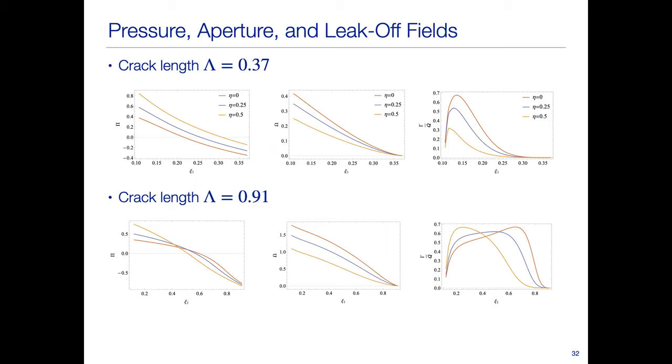Maybe those are results for two different crack lengths, no? And let me just look at this particular result. This is gamma. This is a scaled leak off. And you can see that near the crack tip, the leak off goes to zero. We know actually what form of asymptotics it is. And that is very different.